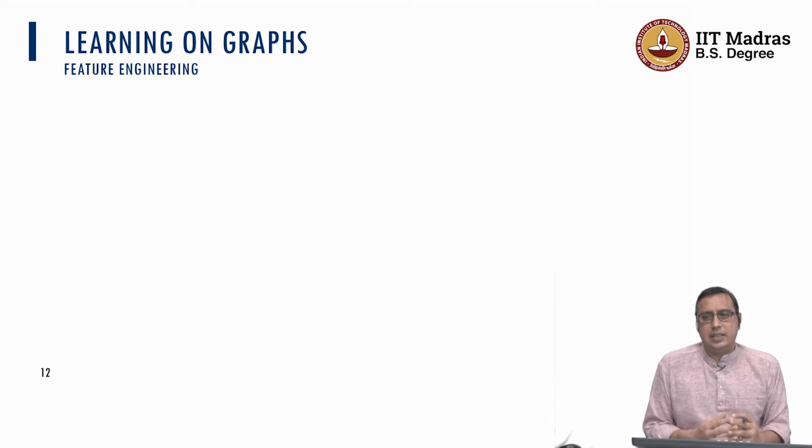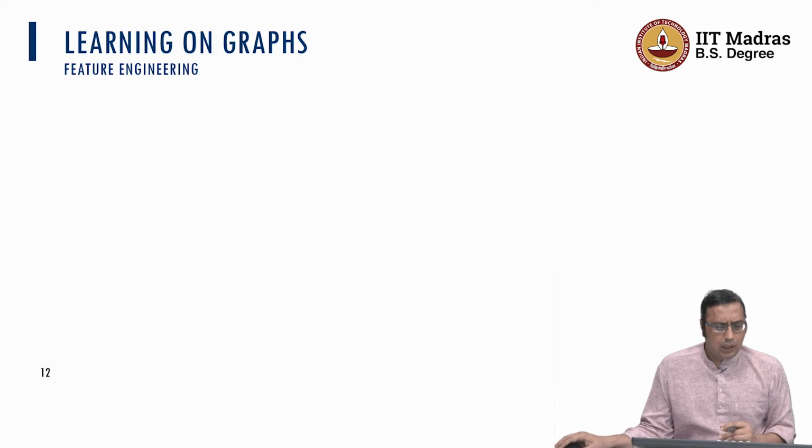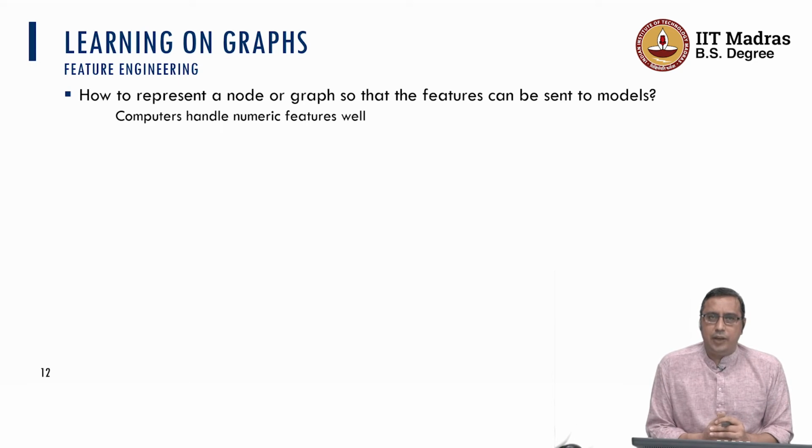Now, we discussed graphs as data, and it's important in solving different problems. Now, we have to come to the business of how we can do feature engineering when graphs are used as data. Why do we need to do feature engineering? Because we need to know how to represent a node or graph so that features can be sent to the models and the model can be trained. And as we discussed, computers handle numerical features well.